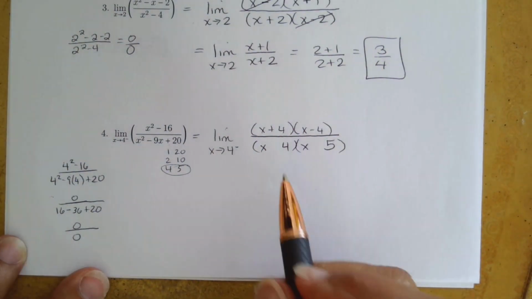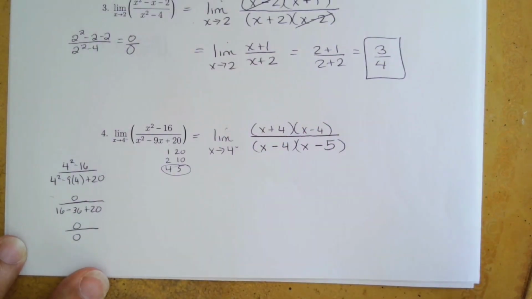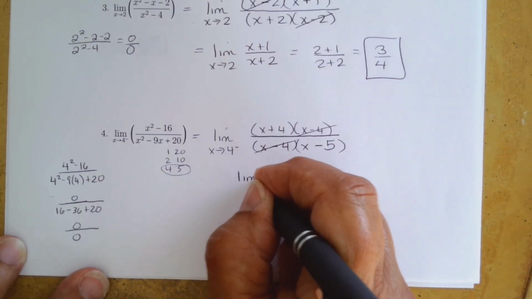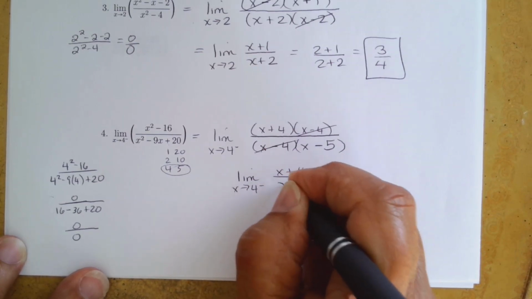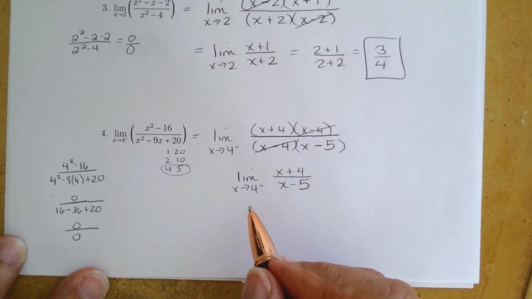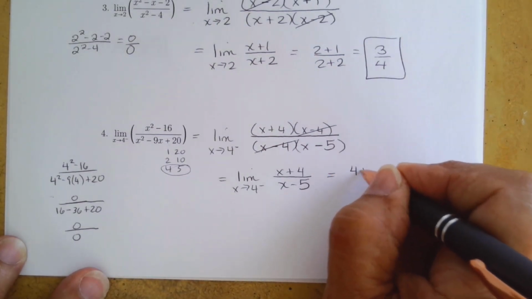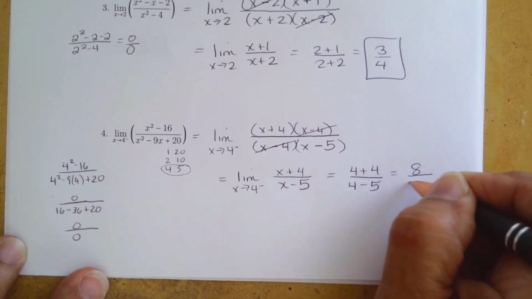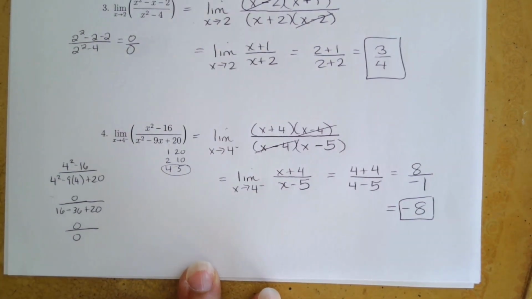And then you got to figure out your signs. You need a negative 9. So to get a negative 9, you need a negative 4 and a negative 5. Okay? All right, so again, I see that I can cancel the x minus 4s. So now I'm left with the limit as x approaches 4 from the left of x plus 4 over x minus 5. And now you can substitute in 4 again, see if you get an answer. Okay? So if we plug in 4 this time, 4 plus 4 over 4 minus 5, we get 8 in the top, negative 1 in the bottom, so we get negative 8. Okay, so the limit is negative 8.